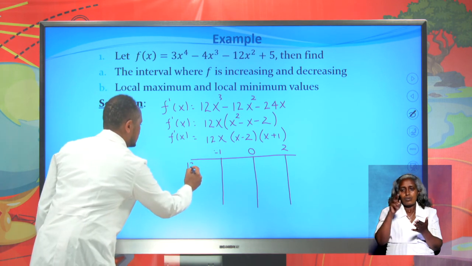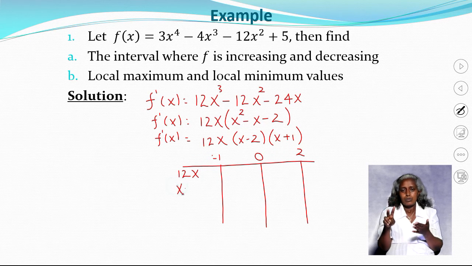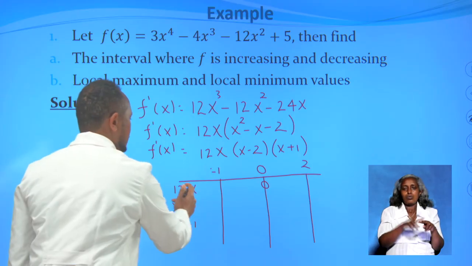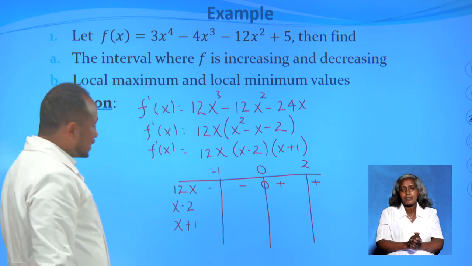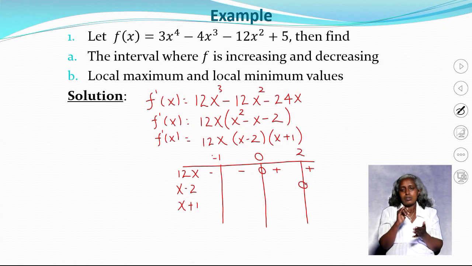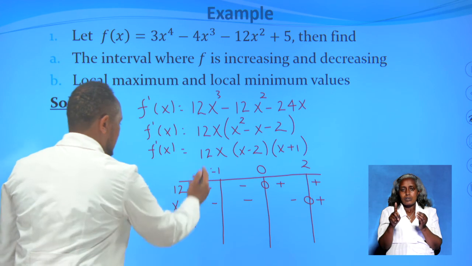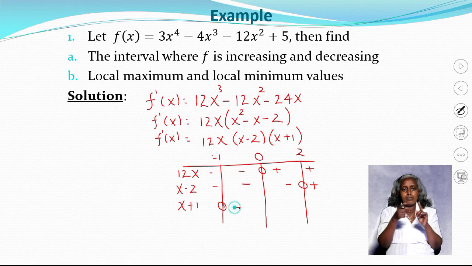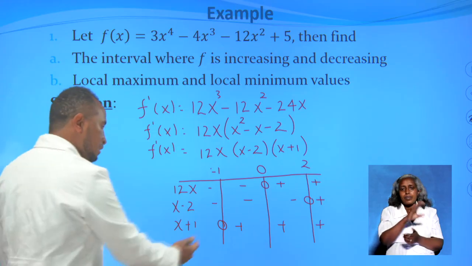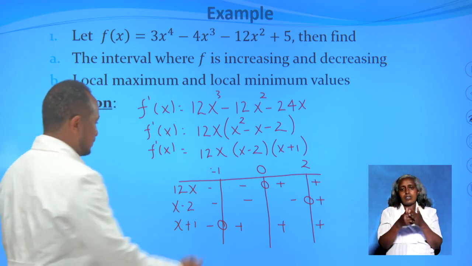And we'll have 12x here, x minus 2, and x plus 1. 12x is 0 at this point. To the right of this, when you put 1, for example, 12 times 1 is positive. To the right of 0, 12x will be positive; to the left it will be negative. And x minus 2 is 0 when you put 2. If you put a number greater than 2, it will be plus, and for the other part, it will be minus. x plus 1 will be 0 at x equals negative 1, and it will be plus for a number greater than negative 1, and negative for x less than negative 1.